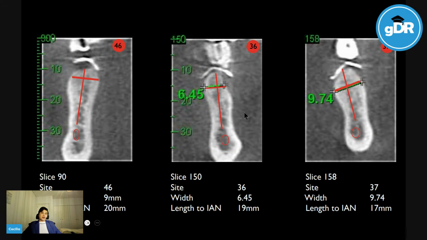Okay, so this is an example of a plan. We're measuring the width, we're measuring the length, and we're measuring the distance from vital structures that could be sinus or that could be inferior alveolar nerve in this case. Okay.